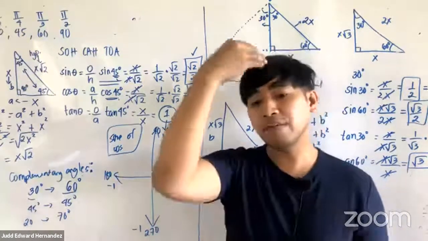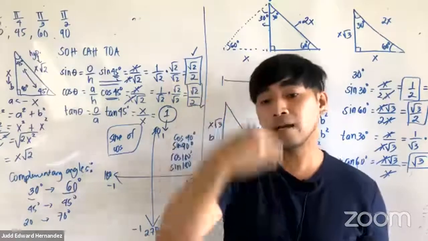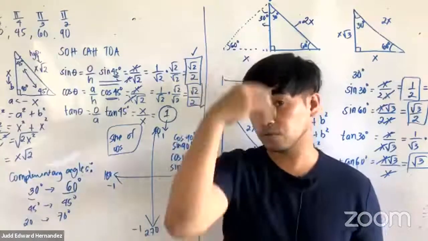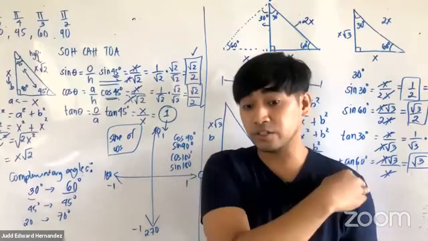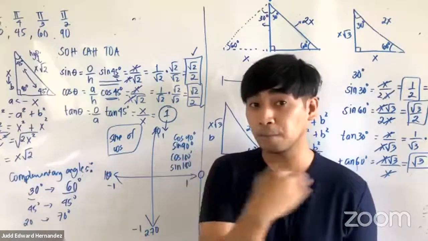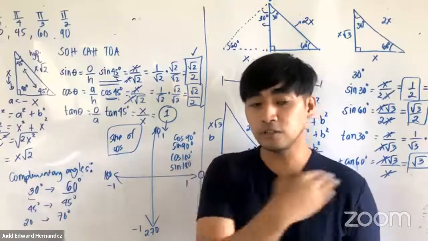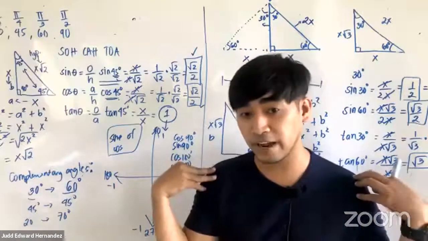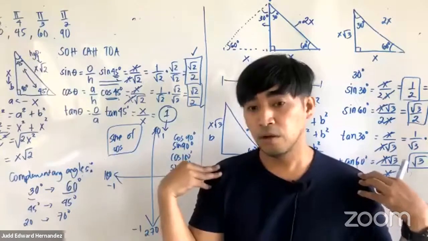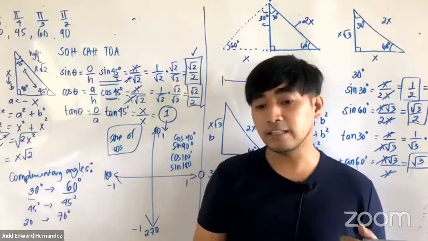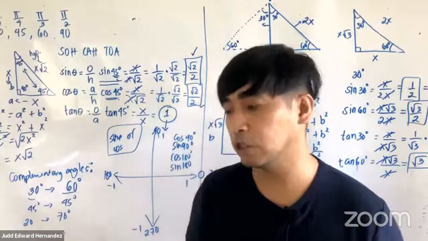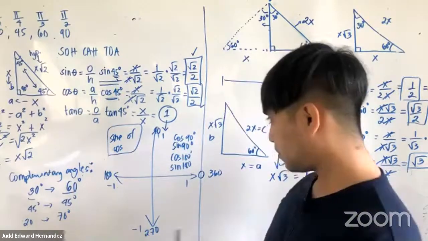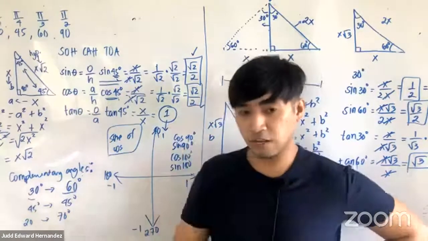Kasi may value lang po yung sign of the cross kapag magfo-fall yung angle natin dito. Maliwanag po? Pag po dito nag-fall yung cosine natin, wala siyang value. Ano po yung example nun? Paki-check po.